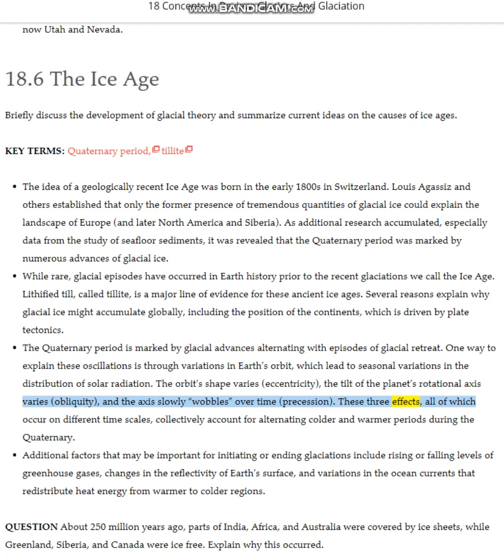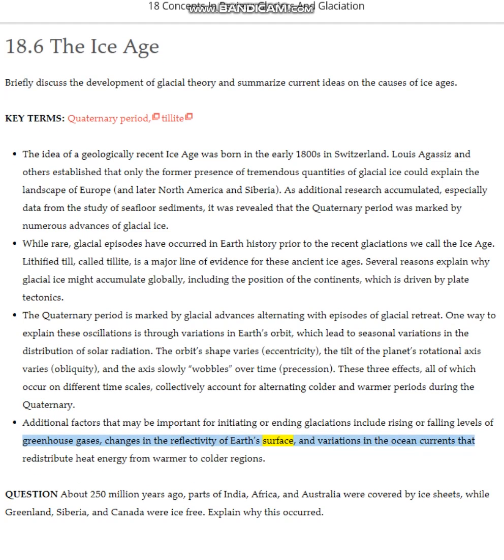These three effects, all of which occur on different time scales, collectively account for alternating colder and warmer periods during the Quaternary. Additional factors that may be important for initiating or ending glaciations include rising or falling levels of greenhouse gases, changes in the reflectivity of Earth's surface, and variations in the ocean currents that redistribute heat energy from warmer to colder regions.